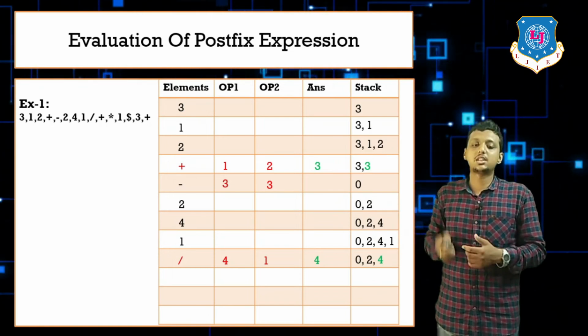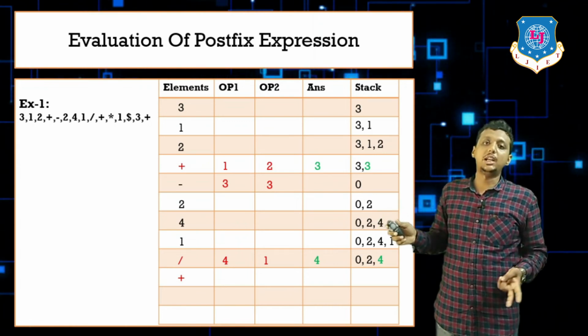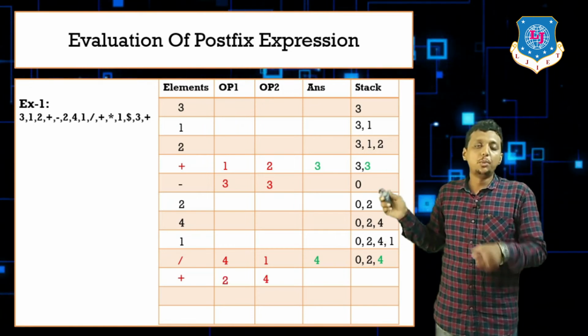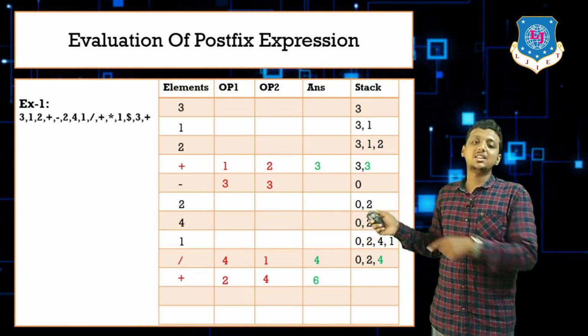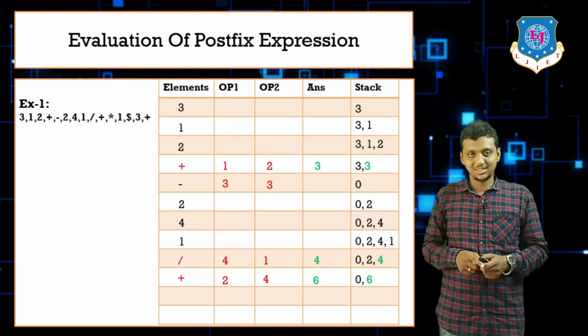Now what next? Next we have plus with us. So again pop 2 different elements. They are 2, 4. 2 plus 4 becomes 6. Okay, so 6, and just add it into the stack again. So now the stack contains 0, 2, 6.